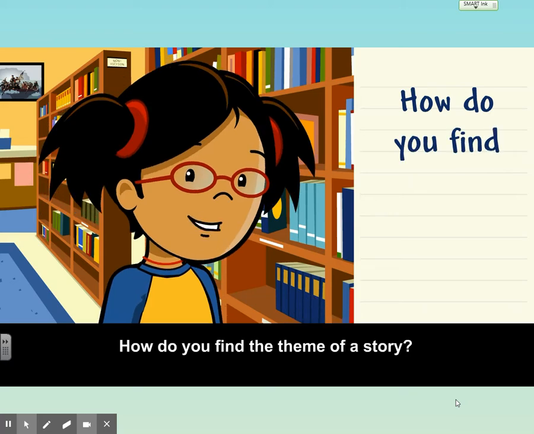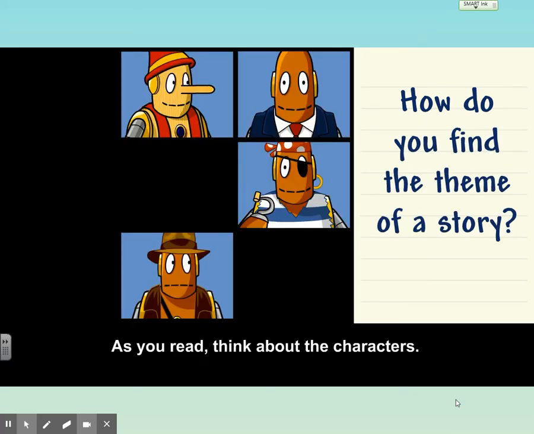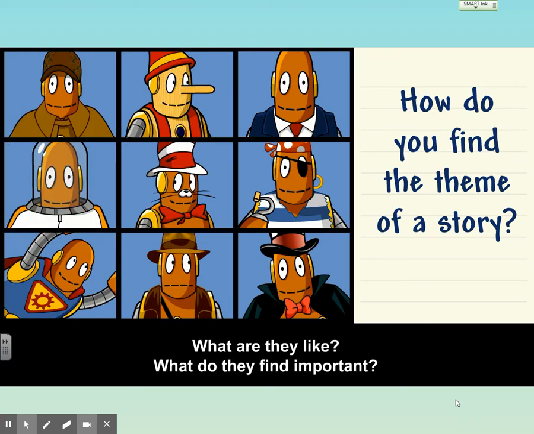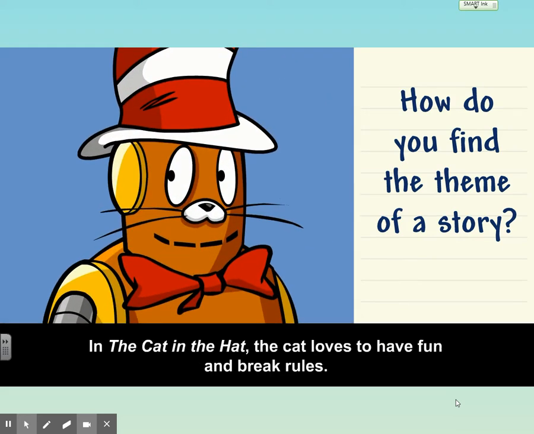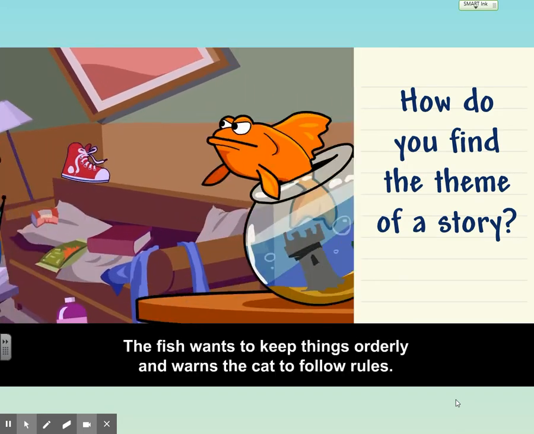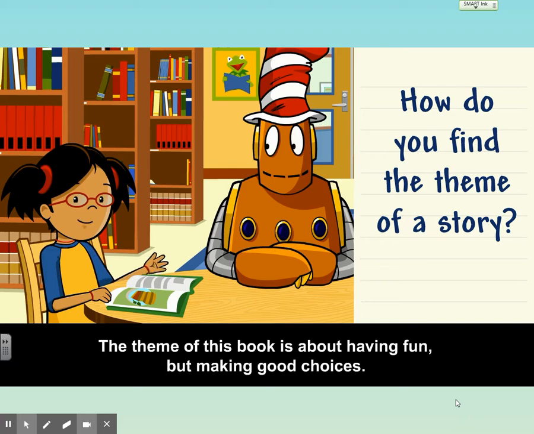How do you find the theme of a story? As you read, think about the characters. What are they like? What do they find important? In The Cat in the Hat, the cat loves to have fun and break rules. This causes a lot of trouble. The fish wants to keep things orderly and warns the cat to follow rules. The theme of this book is about having fun, but making good choices.